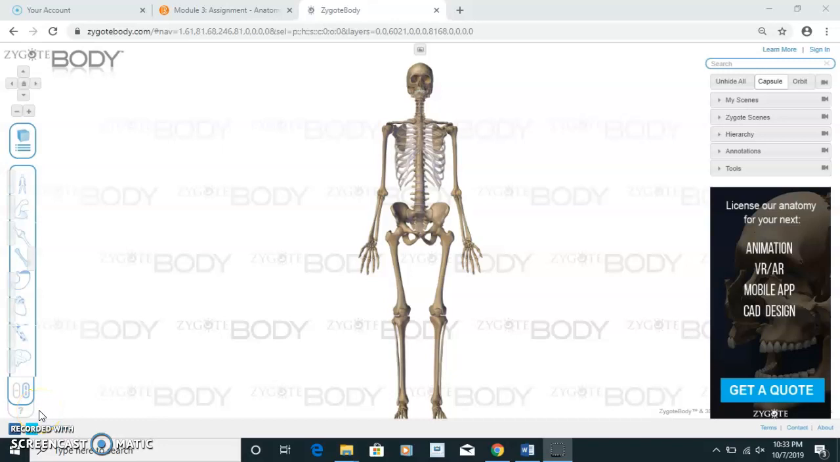I am recording a video for the Anatomy and Physiology Module 3 assignment for the lab portion. This assignment is in regards to long bones, and the purpose of this assignment is to visualize 6 long bones and identify the ones that I have selected. So the first long bone I have selected is the humerus.